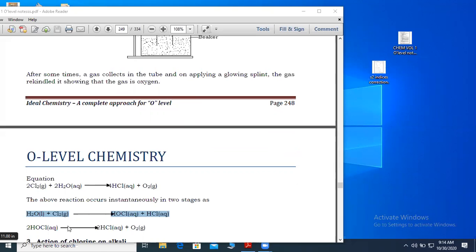So sunlight decomposes hypochlorous acid, forming hydrochloric acid and oxygen. Then we write our second equation. So when you have hypochlorous acid already, then the equation that leads to formation of oxygen is this one. But when we ask for one equation leading to formation of oxygen, I told you the other time, just write this one.